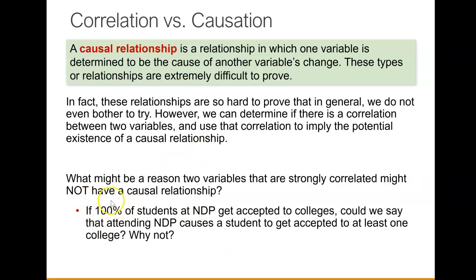So again, another example, we might observe that 100% of NDP students get accepted to colleges. So you might say that attending NDP causes a student to get accepted into at least one college, right? Doesn't seem like that's the exact causal relationship. How many of you assume that you would be going to college even if you didn't go to high school here? Probably all of you, right?